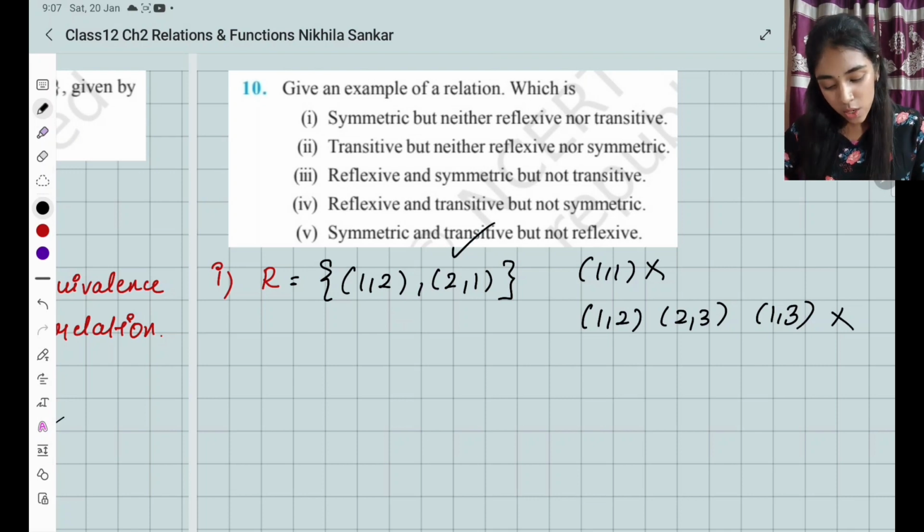Okay, so relation 1 comma 2, 2 comma 1. So this is going to be symmetric but not reflexive and not transitive. Understood?